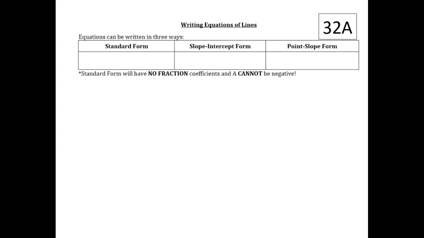Hey guys, welcome back. Today we are going to review for a bit. We had our assessment on equations of line last class, and today we're going to add in some new information on what we call standard form. So equations can be written in three ways. The new way that we're going to learn about today is called standard form, and that's in the form of ax plus by is equal to c.